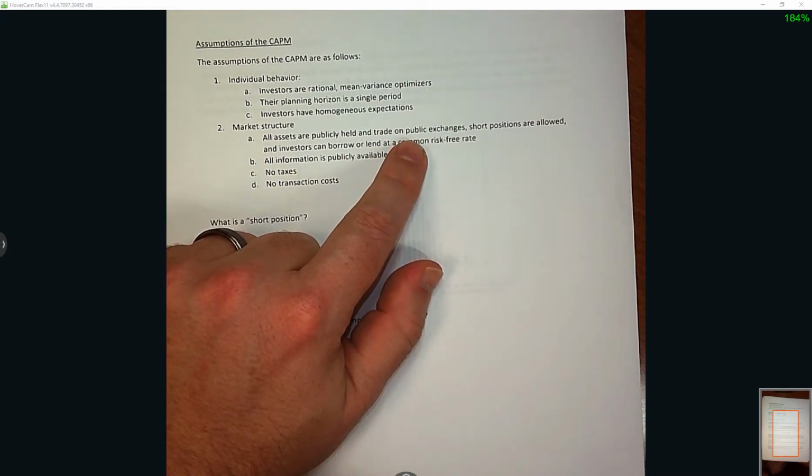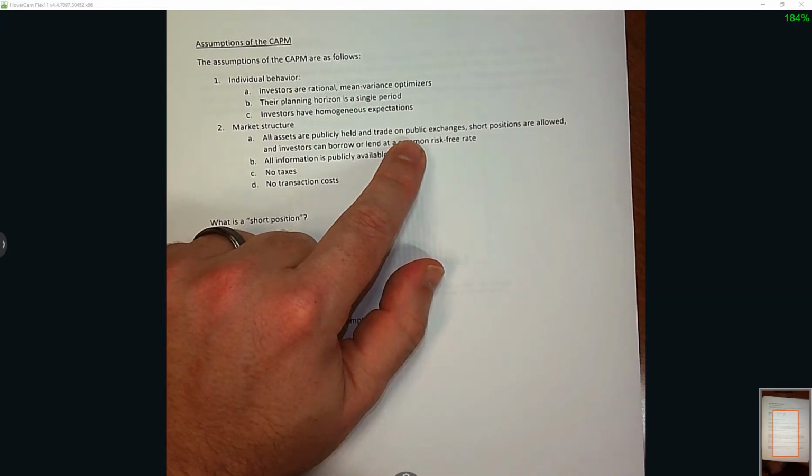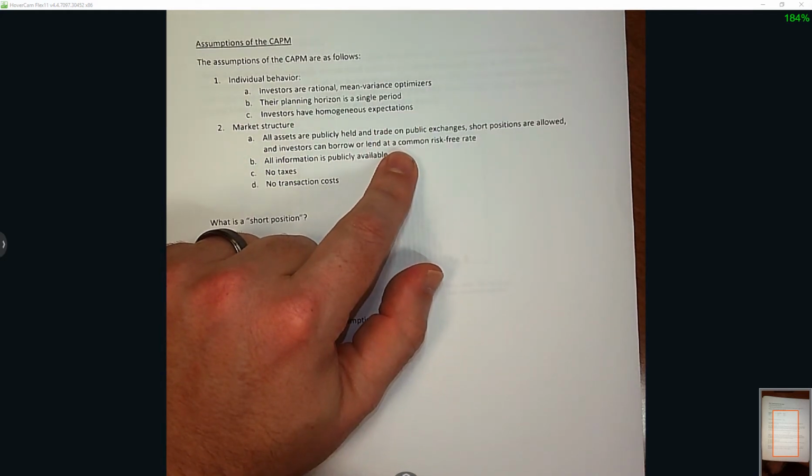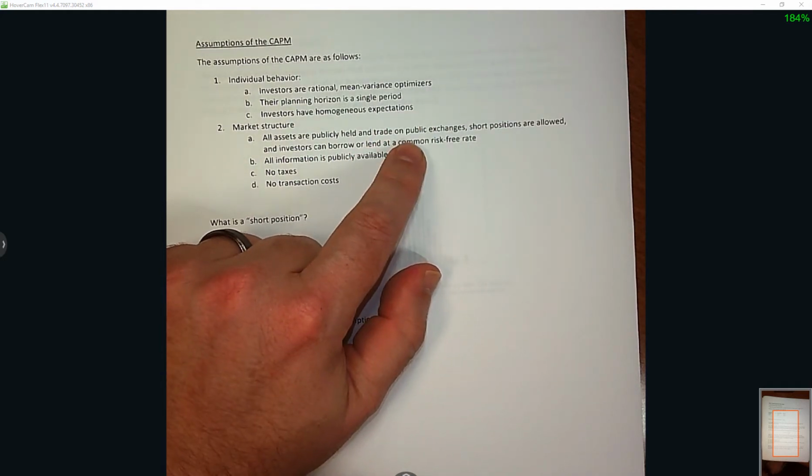The importance of the idea of the public exchange is that prices are transparent. I can look at any stock that's traded on the New York Stock Exchange or the NASDAQ or any of the large international exchanges, and I can see their price right now. So prices are very transparent if the asset, or the stock in this example, is traded on a public exchange.